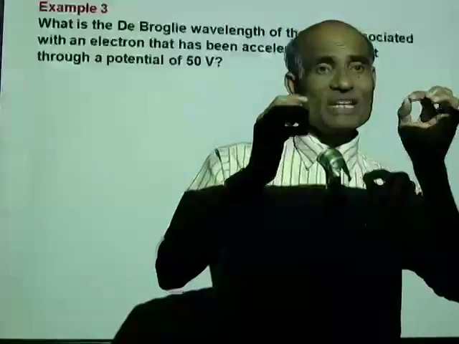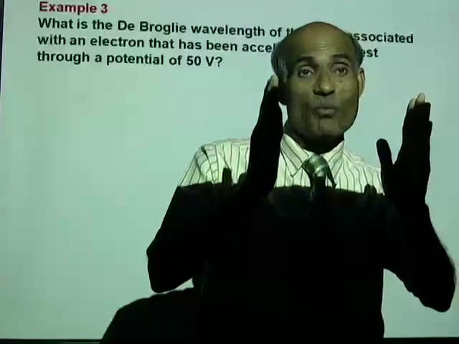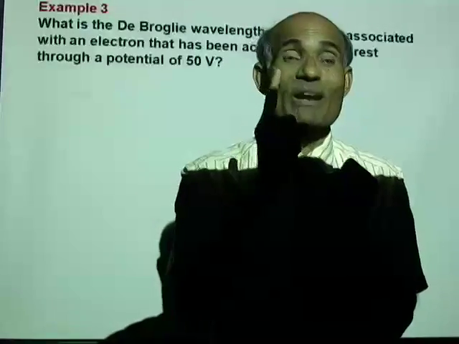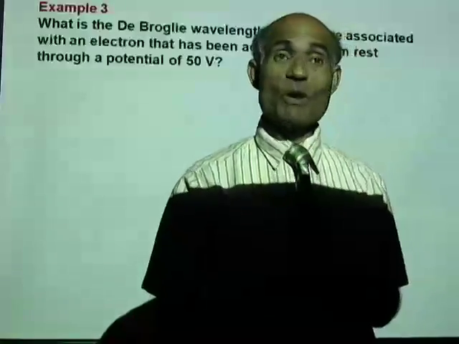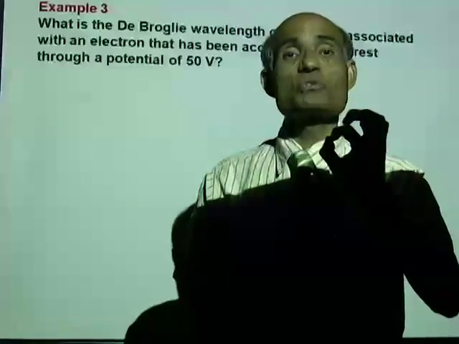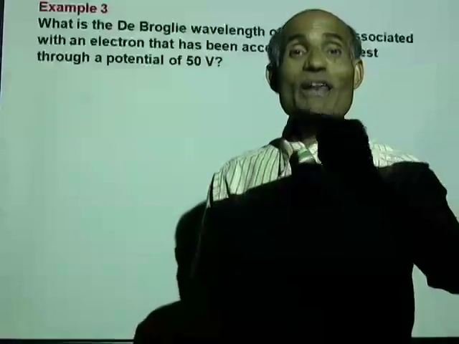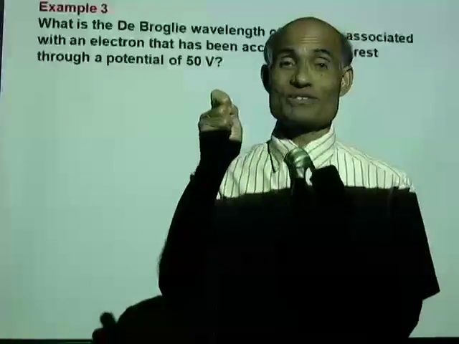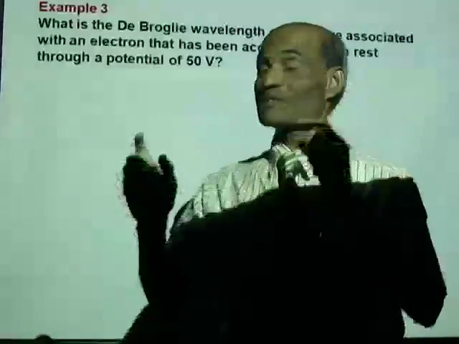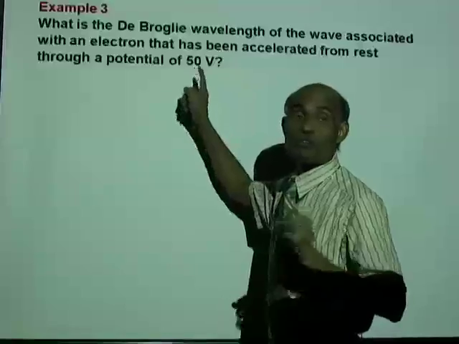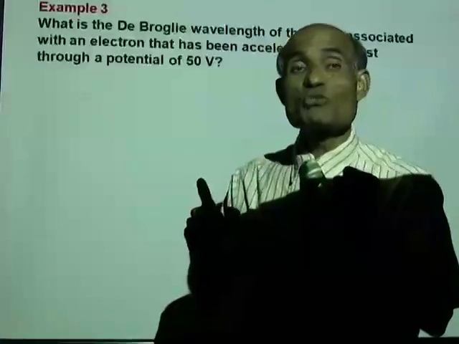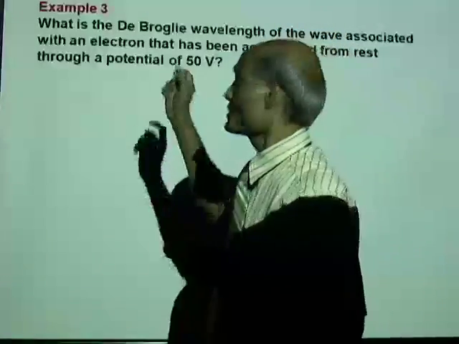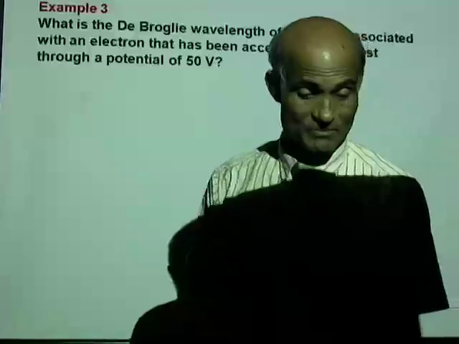If an electron is subjected to a potential difference of 1 volt, the kinetic energy acquired by it is 1 electron volt. And that 1 electron volt is equivalent to the charge on an electron, 1.6 times 10 to the negative 19 joules. That means if you subject an electron to 50 volts, the energy it will acquire will be the charge of the electron multiplied by the voltage. Is that clear?